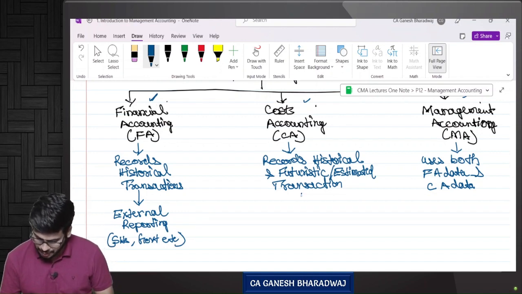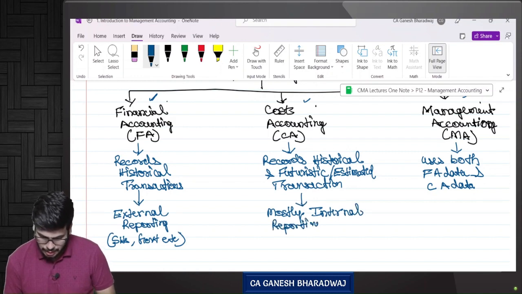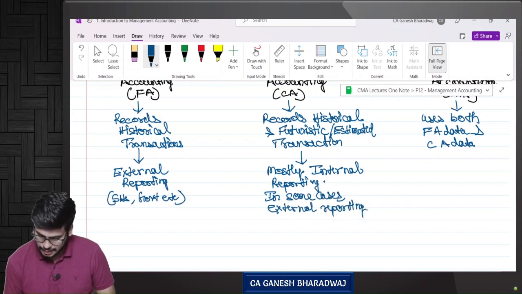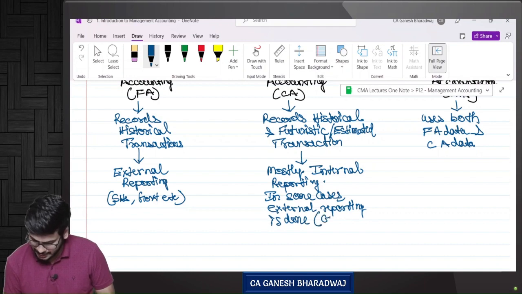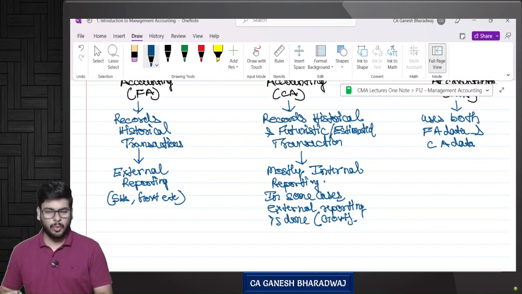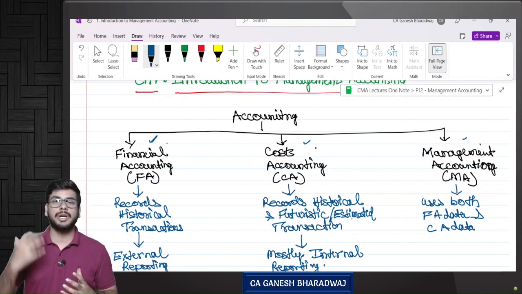When it comes to cost accounting, mostly, I use the word mostly, I'll tell you the reason, it deals with internal reporting. In some cases, external reporting is done. Within bracket, that external reporting is also only done to the government. I will explain this once we move to the next point. So understand right now, cost accounting deals mostly with internal reporting. In some cases alone, you will be required to report to the government.